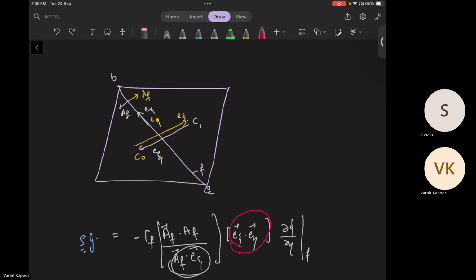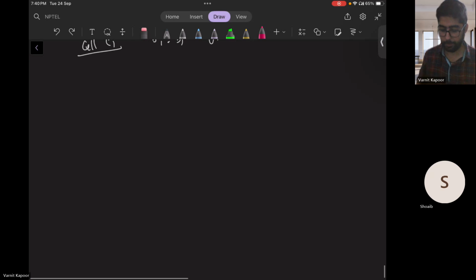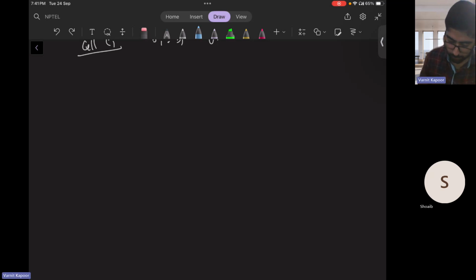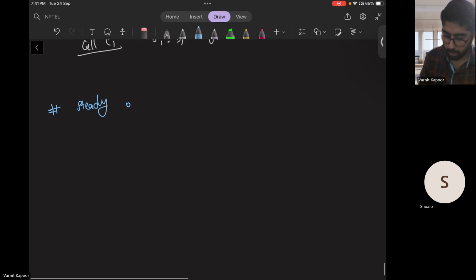So steady convection equation. We start the topic in the next chapter. We'll be dealing with discretization of the steady convection equation. So if it's steady, the unsteady term will go away. Convection, diffusion.